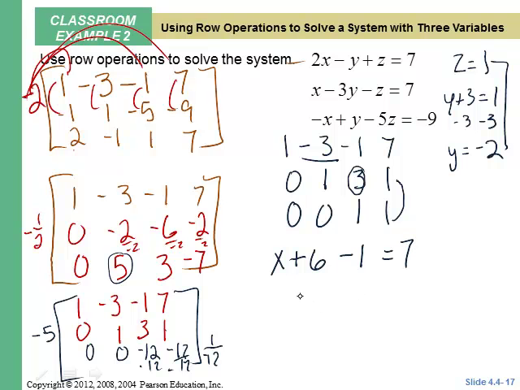So we have, I gotta make sure I got this right. Yep. So we have 6 minus 1 is 5. Subtract 5 from both sides, we get x is 2. So our answer is 2, negative 2, 1.